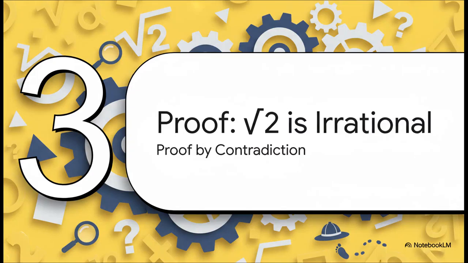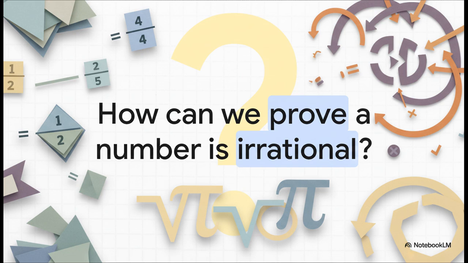All right, time for the main event. We are going to prove once and for all that the square root of 2 is irrational. And to do it, we're going to use this super cool, super powerful technique called proof by contradiction. Seriously, think of it like we're detectives trying to crack a case. So how do you even prove that something is impossible? It's a tricky question, isn't it?